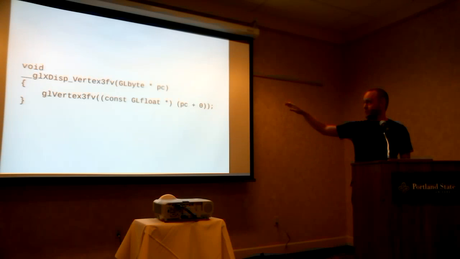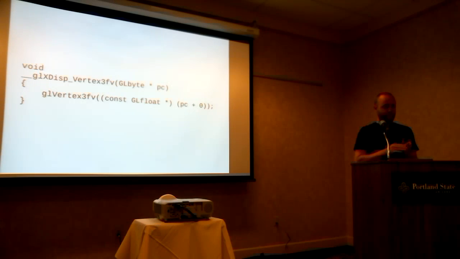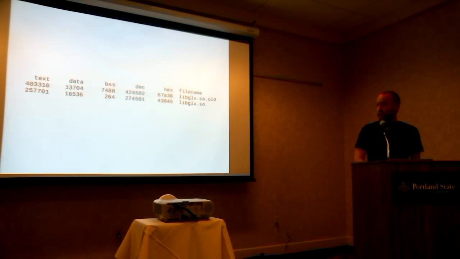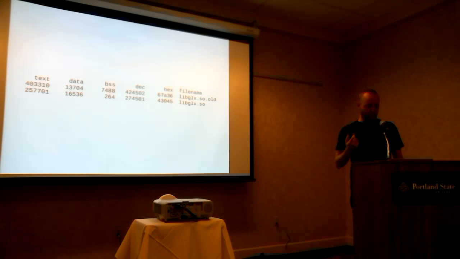Way, way simpler. And PC here is the bits in the byte stream off the rendering request that say, here's the arguments to GLVertex 3F. Just have done it. Once you're done with that, the result is pretty cool. Just the mechanical change to get rid of that level of indirection blows away about 38,000 lines of code and massively shrinks your libglx, because now you're not generating all of these stub functions to do this redirection. Presumably performance could be better too, although if you're worried about indirect rendering performance, you've already lost.